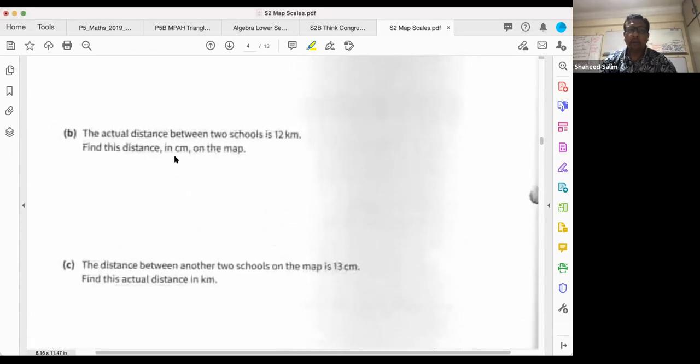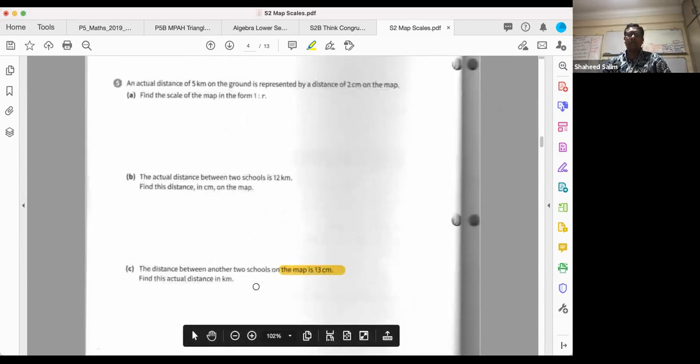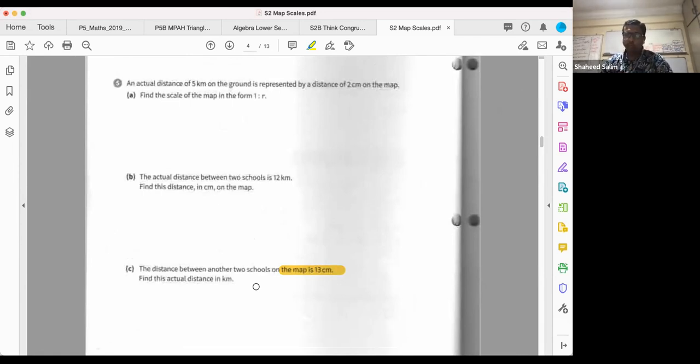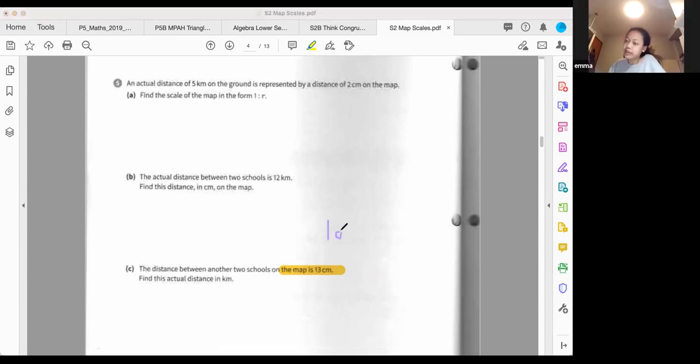Okay, no, there's one more part. One more part. This one. Can you find now the distance of it is 13 cm. What's the actual distance in km? Just now, earlier one, same thing. 32.5 cm. Yeah, well done.